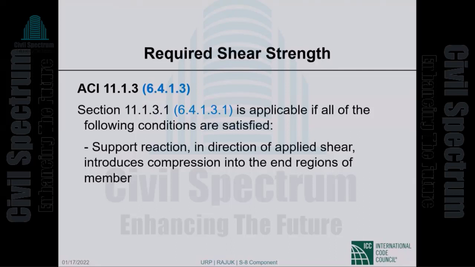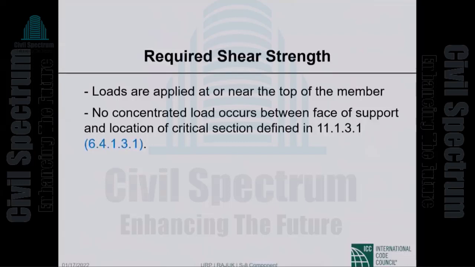The support reaction in the direction of applied shear induces compression into the end region of the member. The support induces compression rather than tension. That would typically be the case. In a typical beam, that's what happens. The beam wants to go down, if you like. The support keeps it from going down and produces compression.